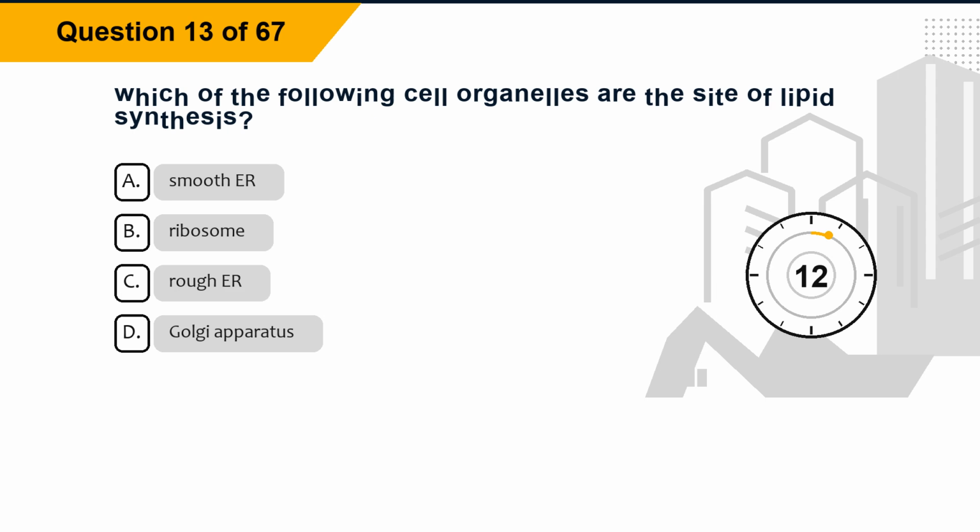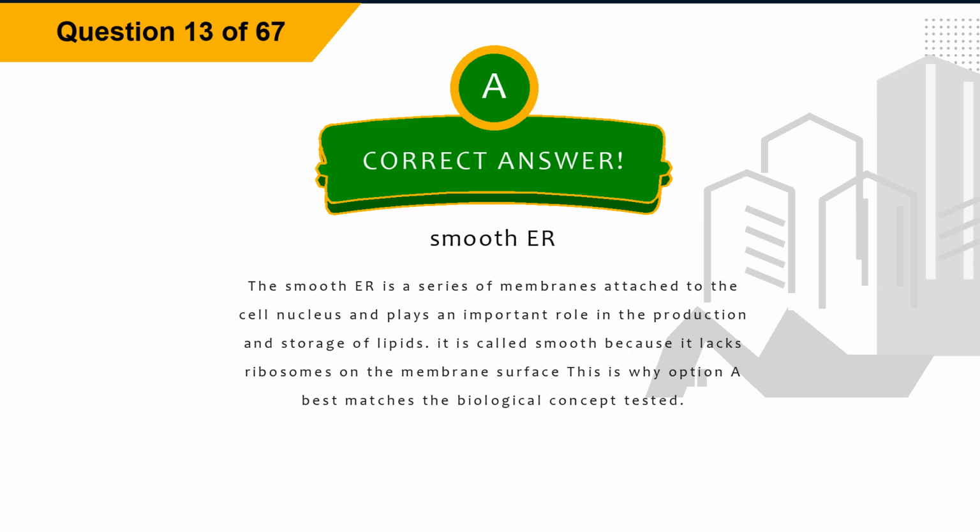Question 13. Which of the following cell organelles are the site of lipid synthesis? Option A, smooth ER, option B, ribosome, option C, rough ER, option D, Golgi apparatus. The correct answer is option A, smooth ER. Explanation. The smooth ER is a series of membranes attached to the cell nucleus and plays an important role in the production and storage of lipids. It is called smooth because it lacks ribosomes on the membrane surface. This is why option A best matches the biological concept tested.